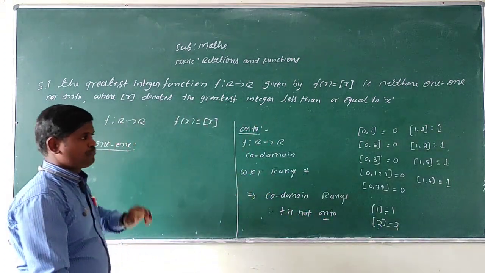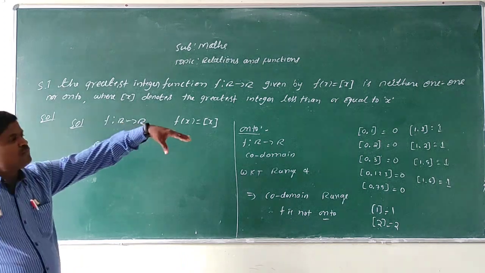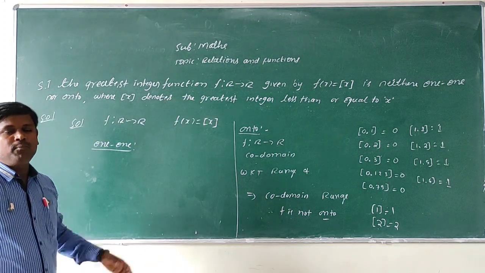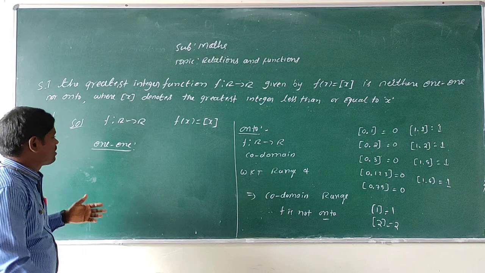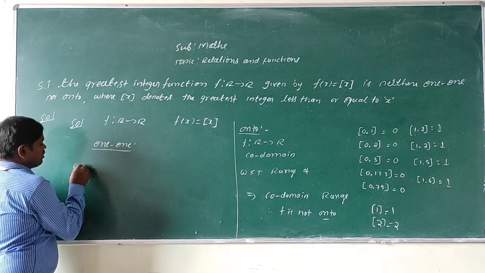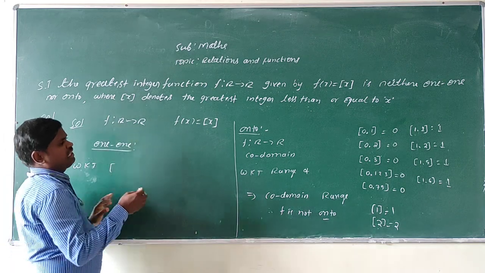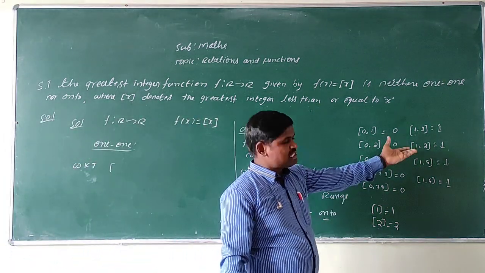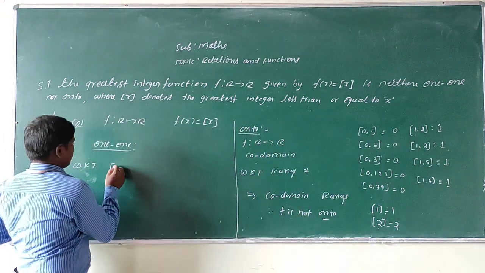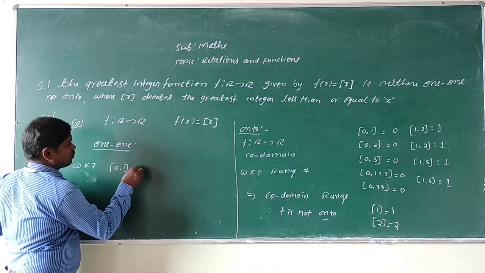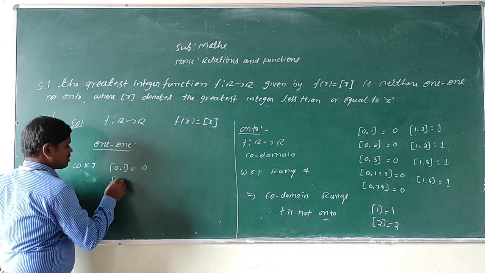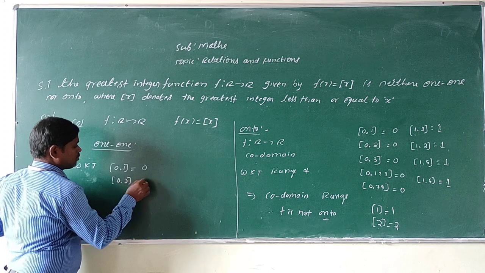Coming to this, from the same examples we have come to a conclusion. Take either of these examples: box of 0.1 is equal to 0, box of 0.2 is equal to 0.